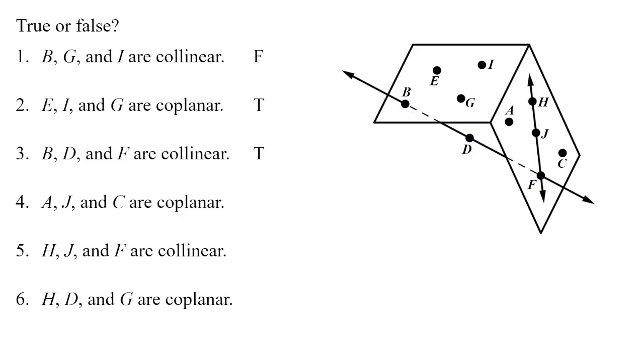All right, A, J, and C are coplanar. So here's point A, here's point J, and here's point C. All three of these points do lie on the same plane. Therefore, the answer is true.